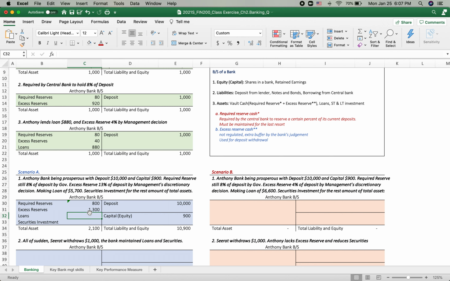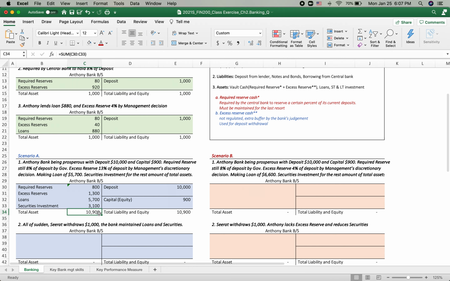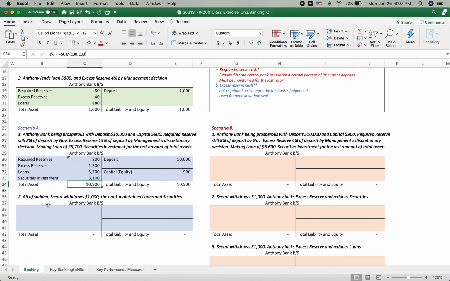The loan amount indicated 5,700. Then securities investment should be the rest amount of money. How to get it? 10,000 minus, we can just plug in 800 required reserve, the excess reserve, and loans. So we balance out between total asset and liability. Security investment, 3,100.